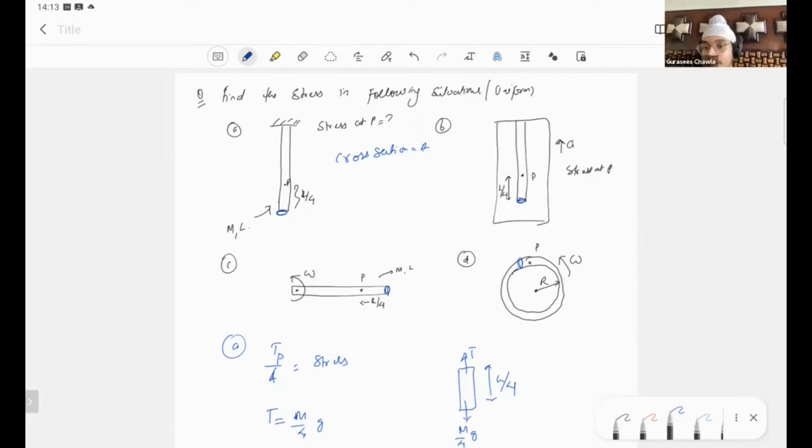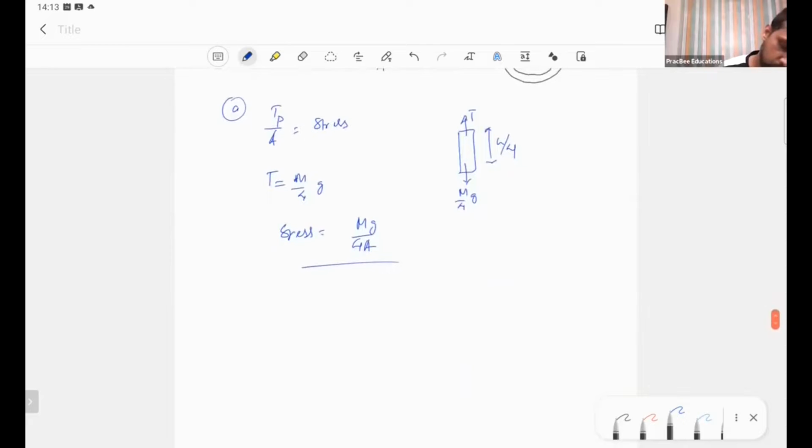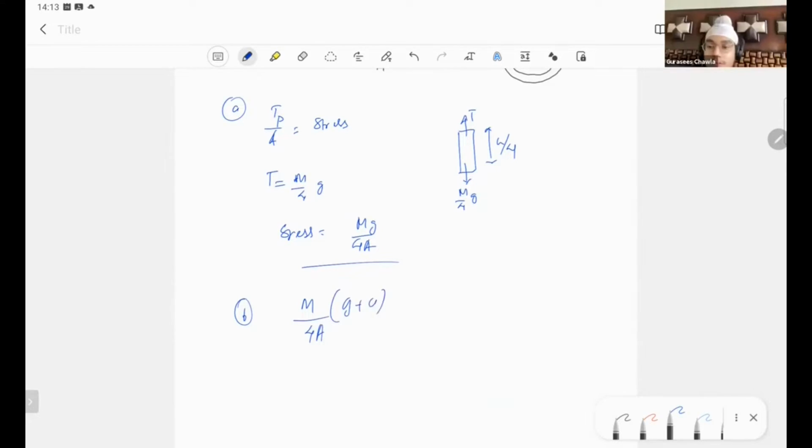सेकेंड वाले का है m into (a plus g) over 4, m into (a plus g) over 4A, m over 4A into (g plus a). हाँ, yes. गुड.